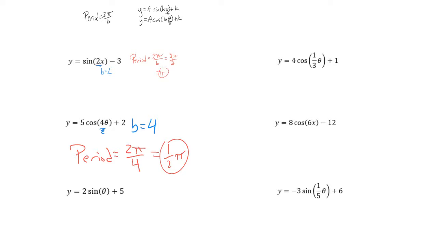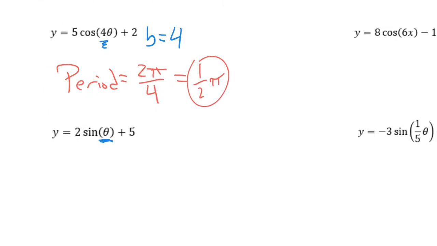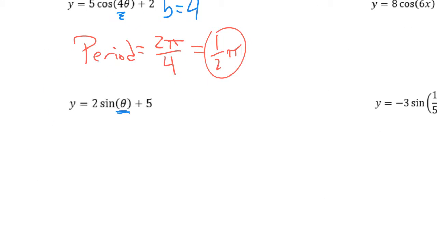Done. This third one I think has actually been giving us trouble. There's no number being multiplied by theta. So this has been true for a long time since we've just been doing algebra. If you have no number in front of a variable, it means what number is really there? It means there is a 1 there, right? So my b equals 1. My period equals 2 pi divided by 1. Anything divided by 1 is itself.